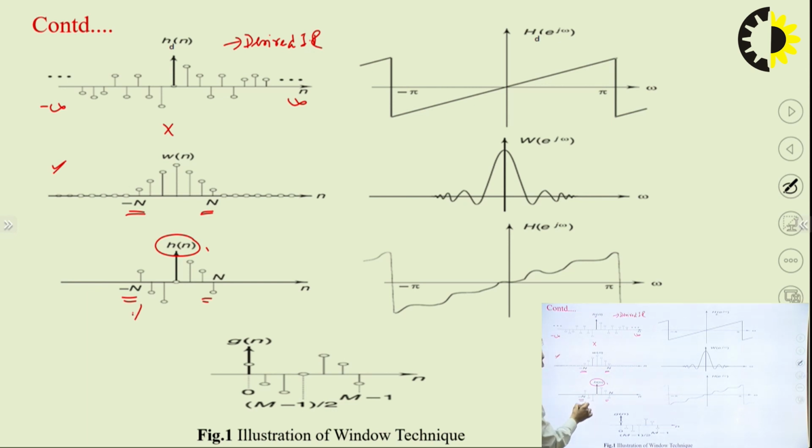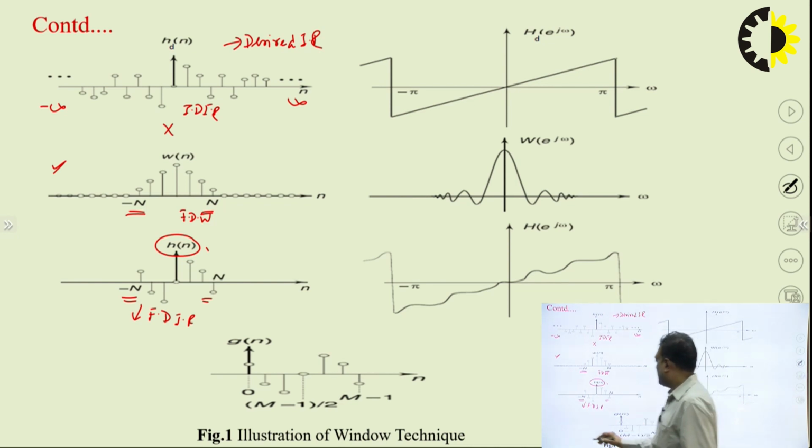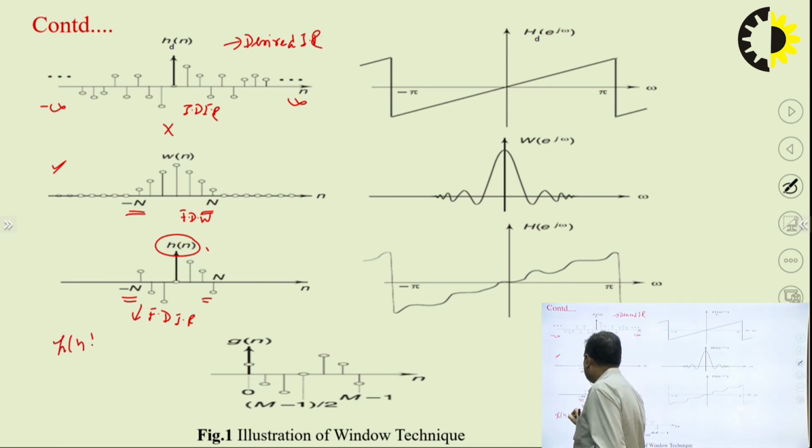So this is your finite duration impulse response, and this is your infinite duration impulse response, and this is your finite duration window function. Okay, so this is the process of obtaining h[n]. h[n] is obtained by h[n] equals h_d[n] multiplied by w[n].